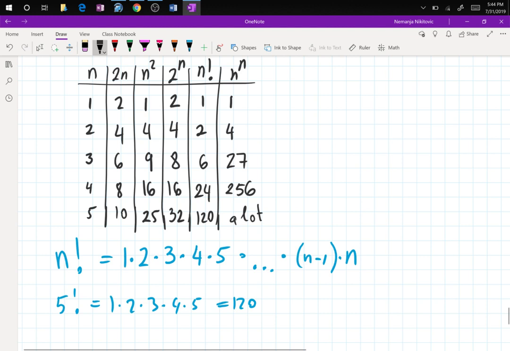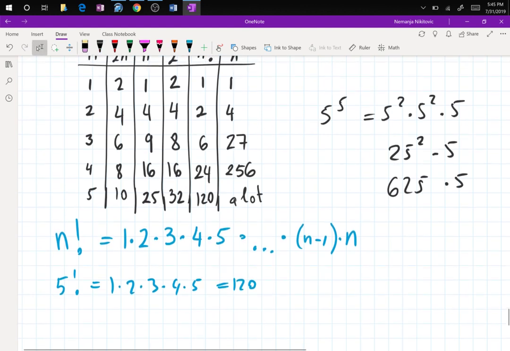5 to the 5, you have 25 squared. So 5 to the 5 can be written as 5 squared times 5 squared times 5. That's 25 squared times 5. 25 squared is 625 times 5. Now, if you are lazy to multiply, what you can do is multiply by 10 and divide by 2, which is a much better way than multiplying by 5. Right? Because it's easier to divide by 2, take a half, than to multiply by 5.